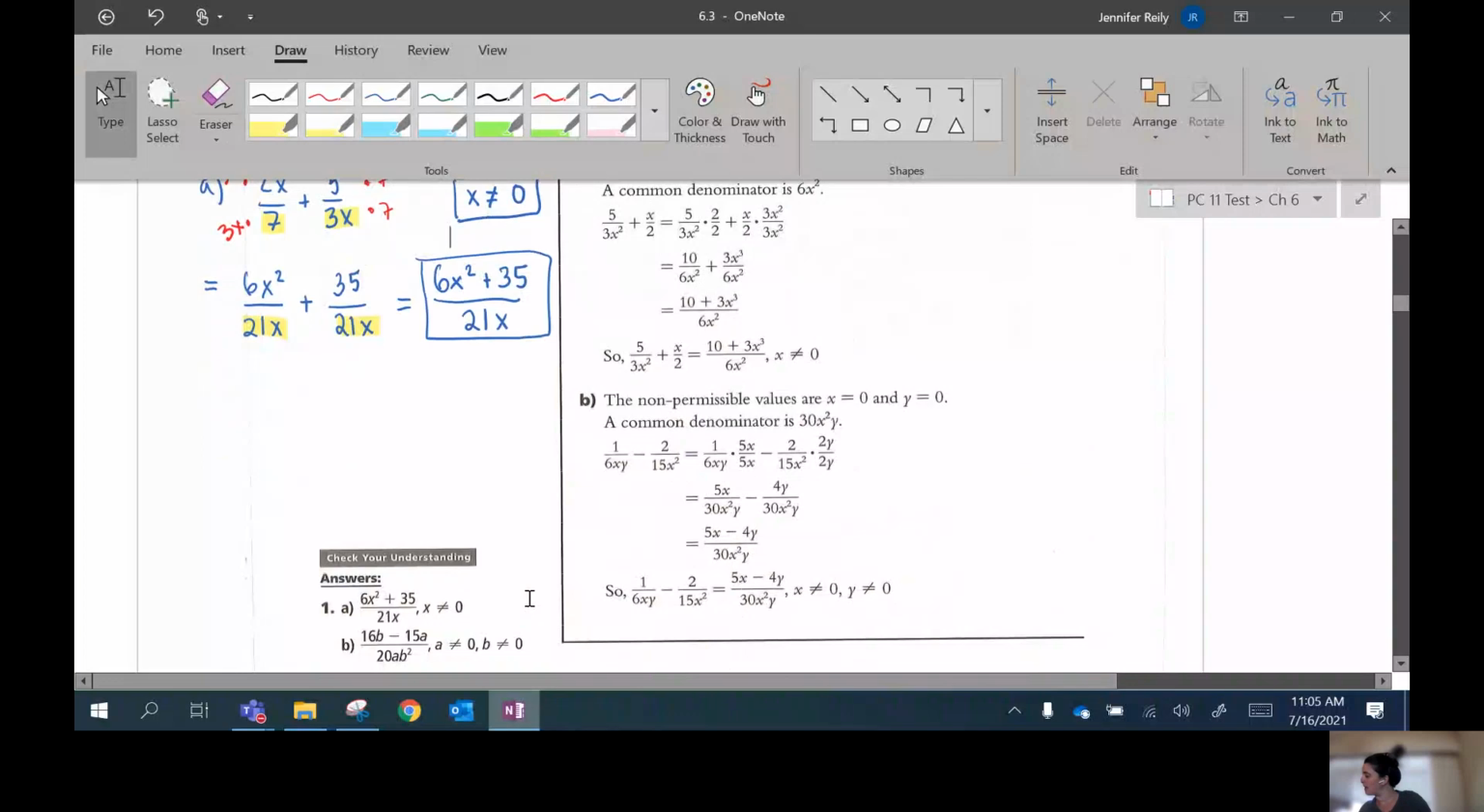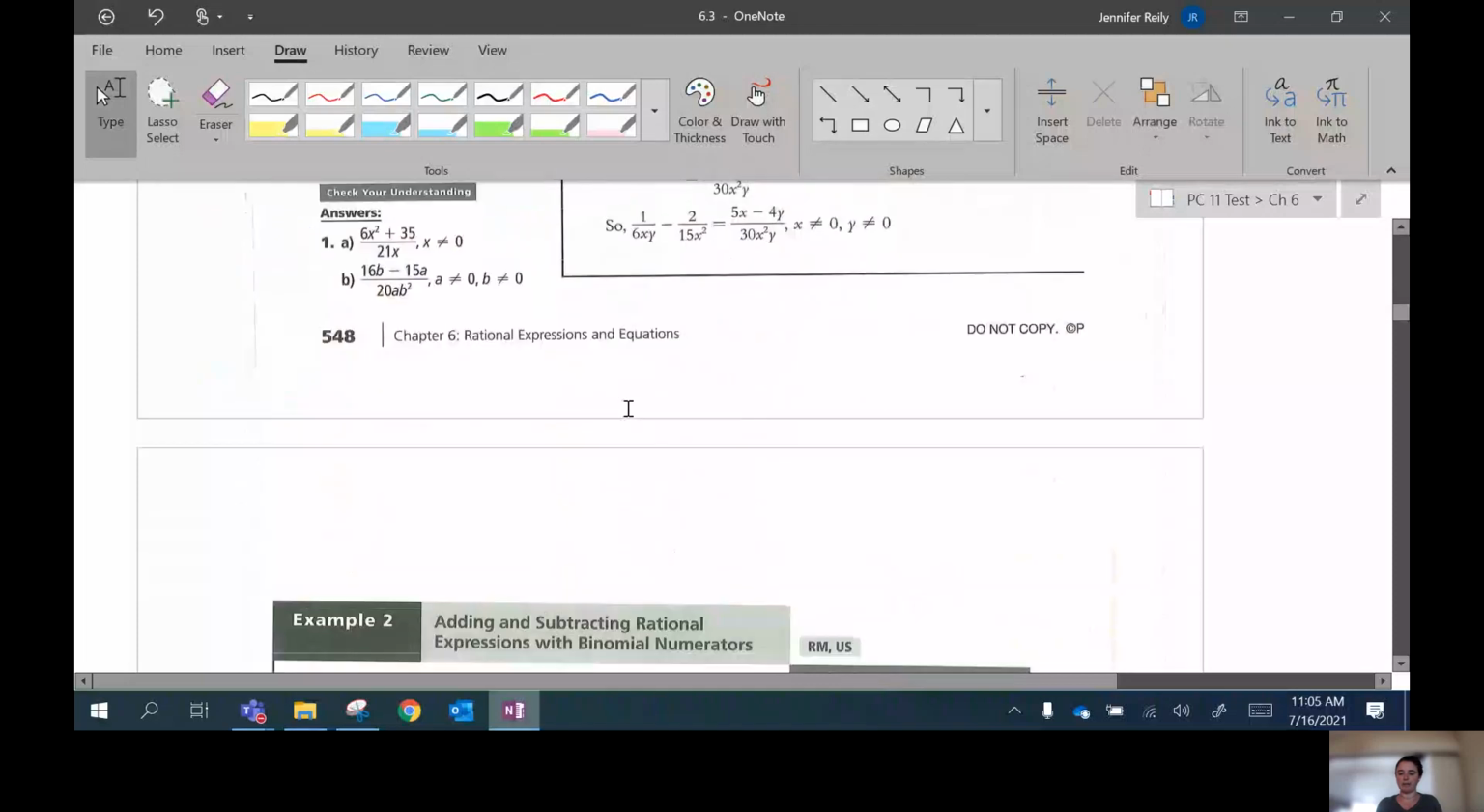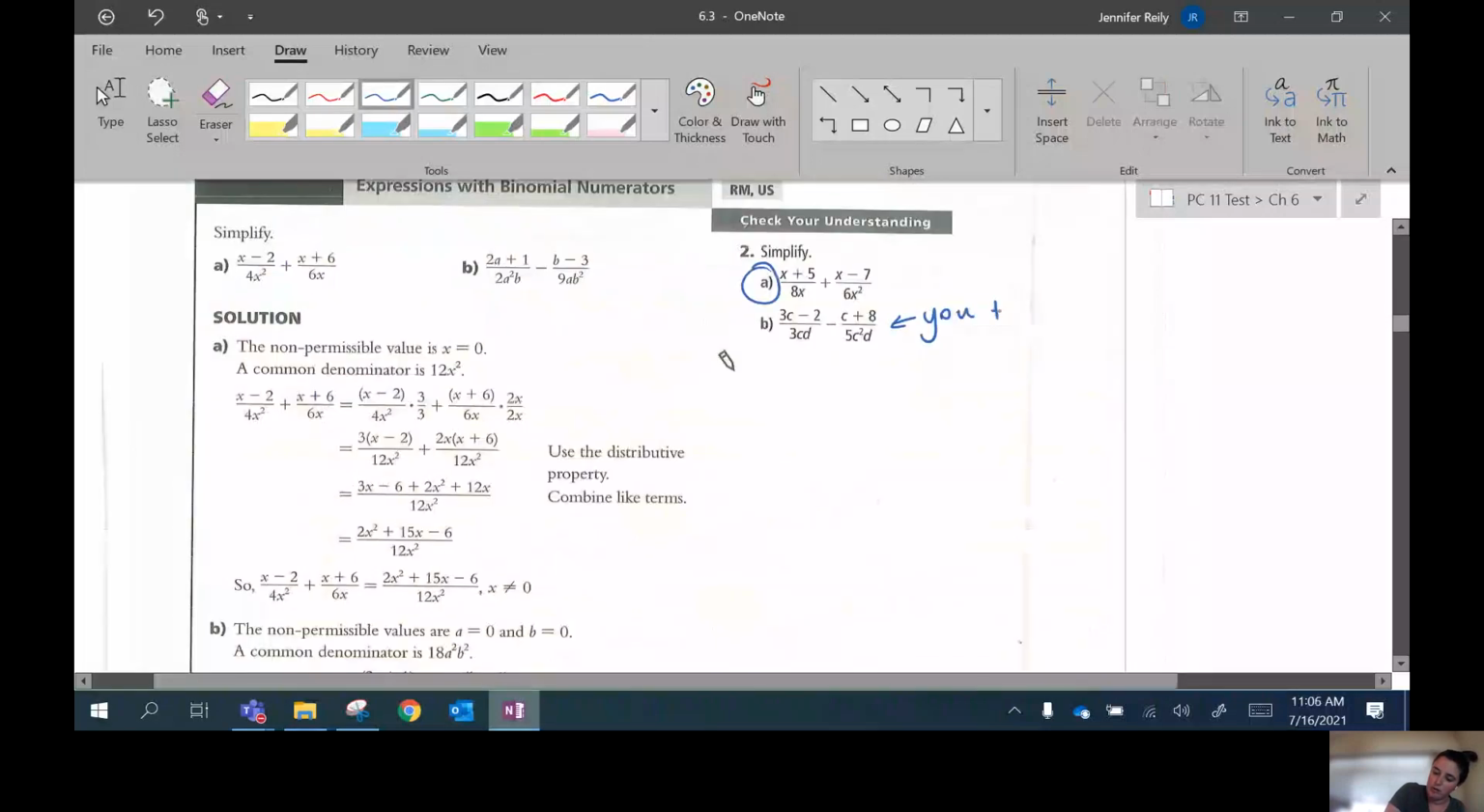Okay, let's try a slightly more challenging question where maybe we have more than one term in the numerator. Let's try Check Your Understanding number 2. I'm going to rewrite it. Again, I'll do A and then you try B on your own if you would like to. Okay, so x plus 5 over 8x and x minus 7 over 6x squared.